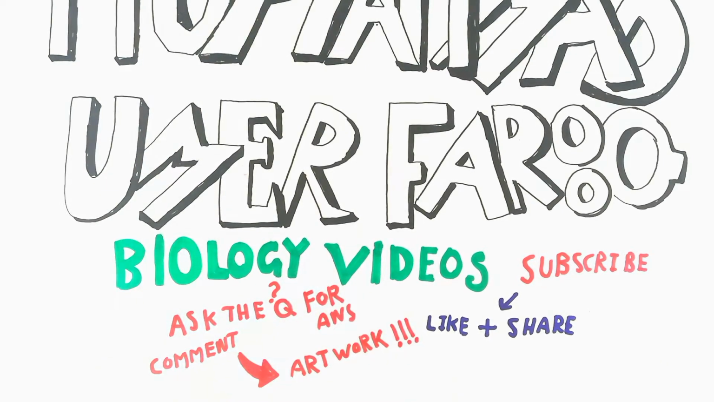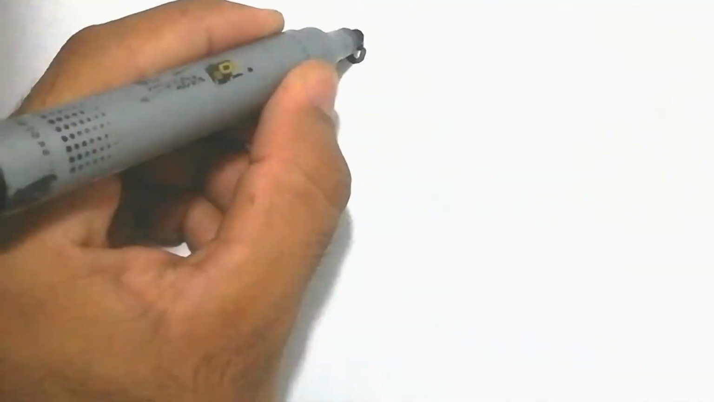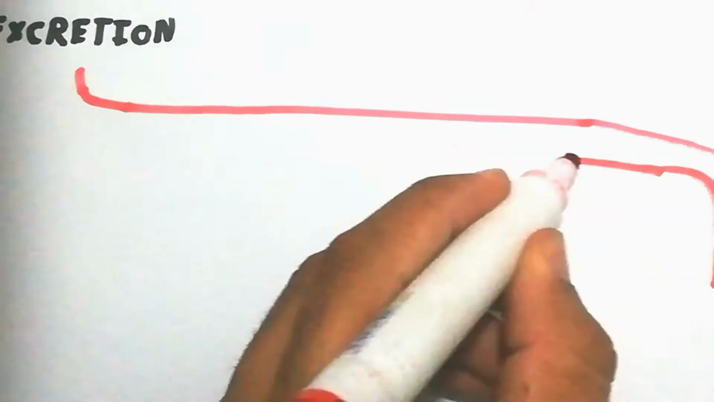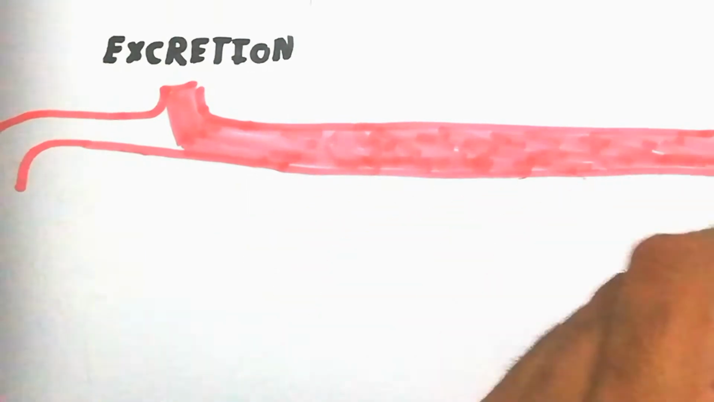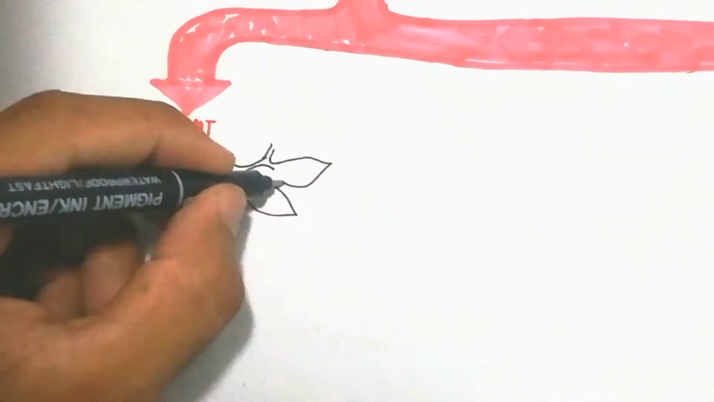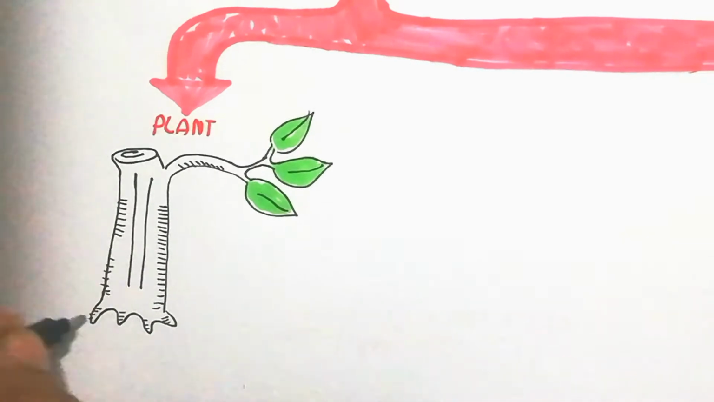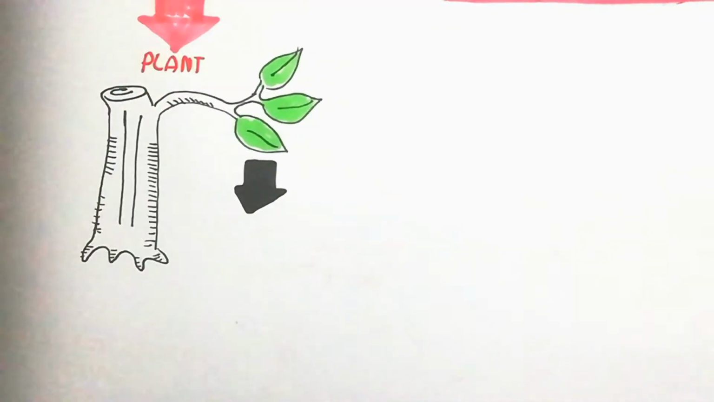So in this video we will talk about excretion. Excretion means the removal of waste products from our body or a plant body. The unuseful material that is present in our body or a plant and is excreted is known as excretion. That's the removal of waste products.